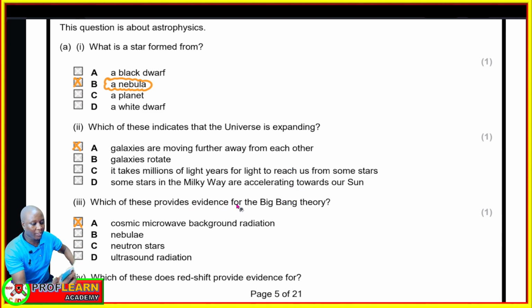Which of these provide evidence for Big Bang theory? What provides the evidence for Big Bang theory is the presence of microwave background radiation, which we usually call the CMBR. So CMBR serves as the evidence for Big Bang theory, meaning that they were produced during the Big Bang.